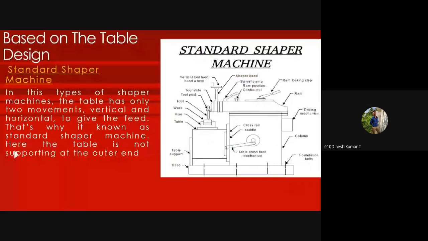Next we move on to the types of shaper machine based on the table design. Standard shaper machine, you can see that. In this type of shaper machine, the table has only two movements, one vertical and another horizontal, to give the feed. Feed is normally the distance moved per revolution. That is why it is known as a standard shaper machine, where the table is not supported at the outer end.